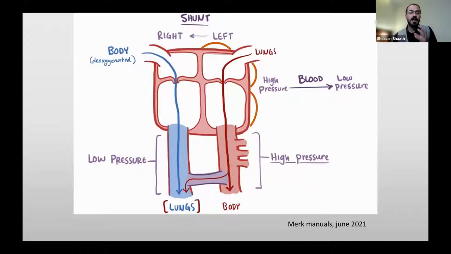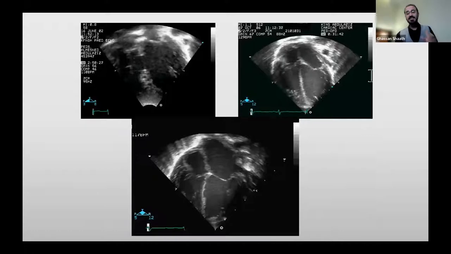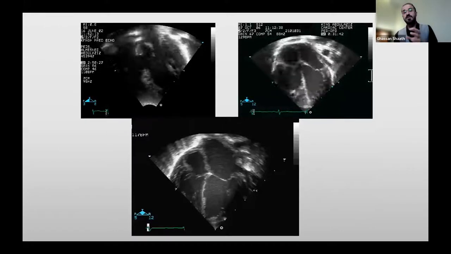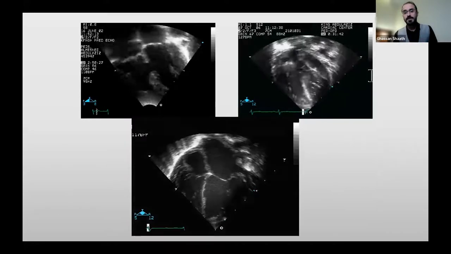If you get a report of a VSD, the next question that comes subsequently is, is this shunt hemodynamically significant? Do we have chamber dilatation that indicates the significance of this shunt? And that's the third or fourth message that I did to my colleagues from intensive care to get from this presentation.